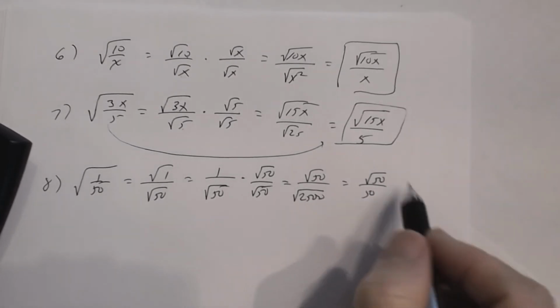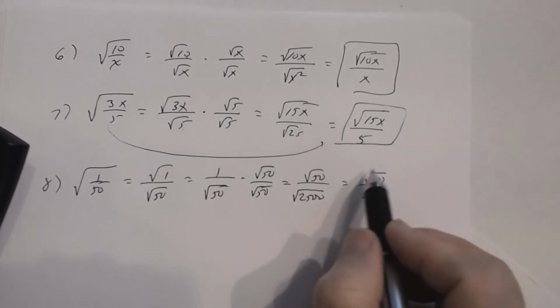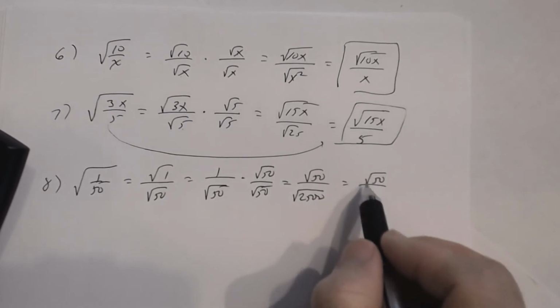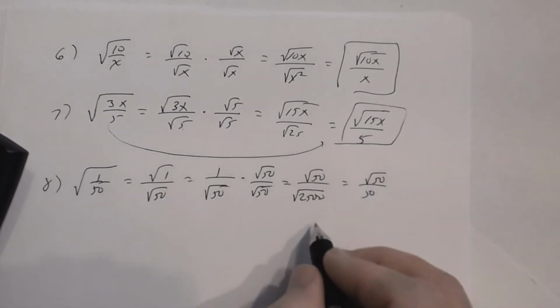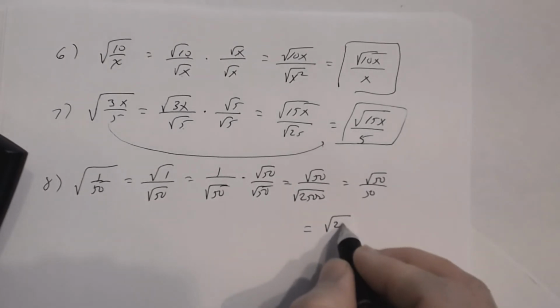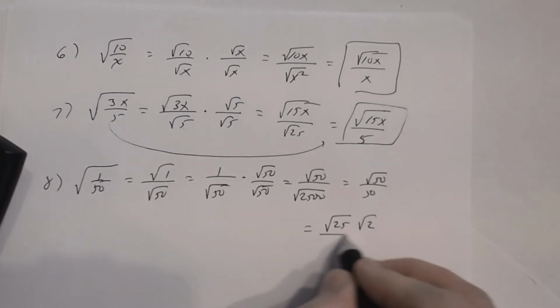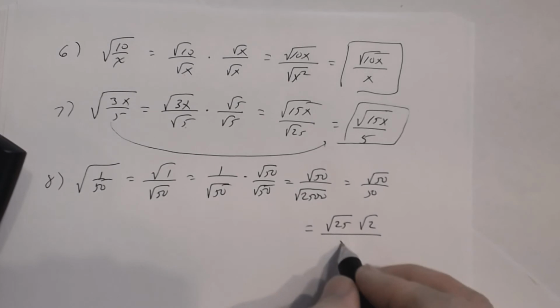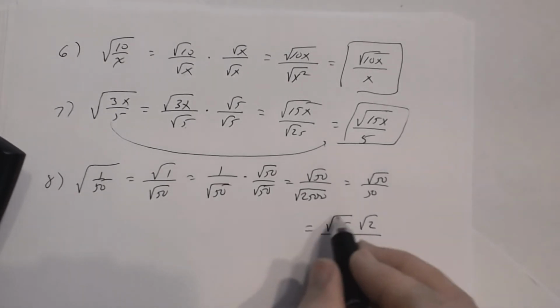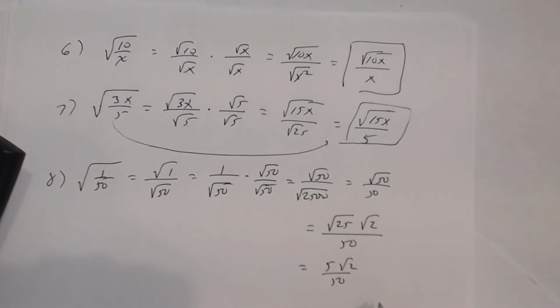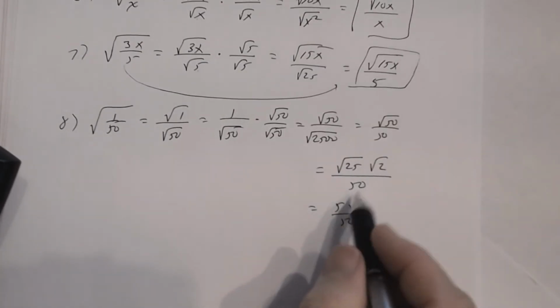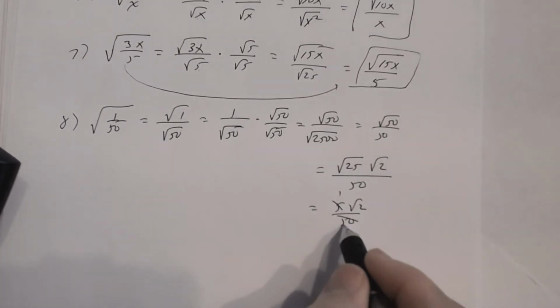But don't say that's the answer because then you got to ask yourself, all right, can I simplify the numerator? Yes, you can. Because in the numerator, 25 is a perfect square that goes into 50. So that becomes the square root of 25 times the square root of 2 using that product rule divided by 50. And then the square root of 25 is 5. So I get 5 square root of 2 divided by 50. And then you got to reduce. 5 and 5 is 1. 5 and 50 is 10.